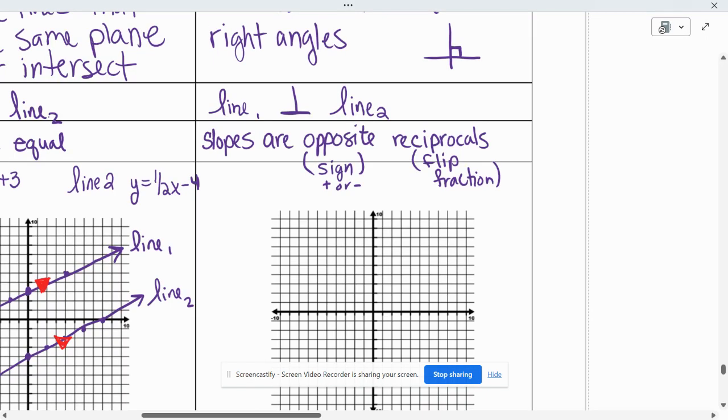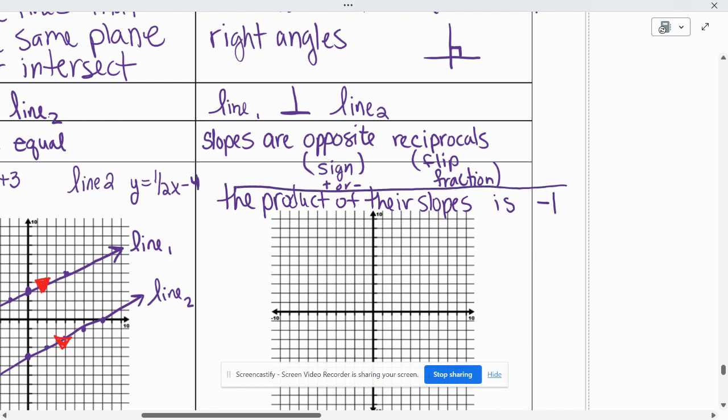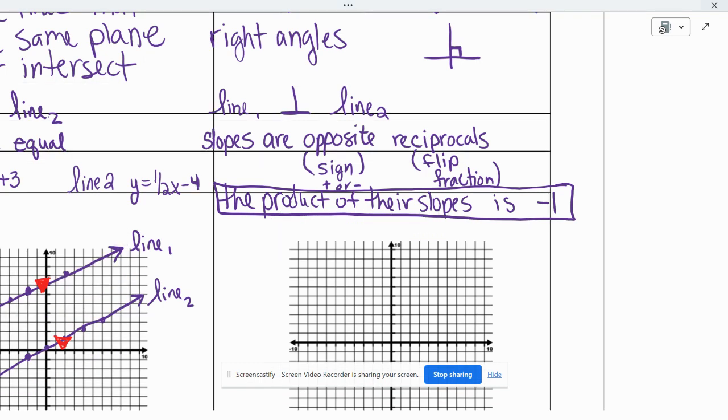I still don't have a marker. Are you writing this down? The product of their slopes is -1. I want you to write that. I wrote the formula that's on there. So just write that note right there. So if you have the filled out notes, you have to add that, okay? The product of their slopes is -1.